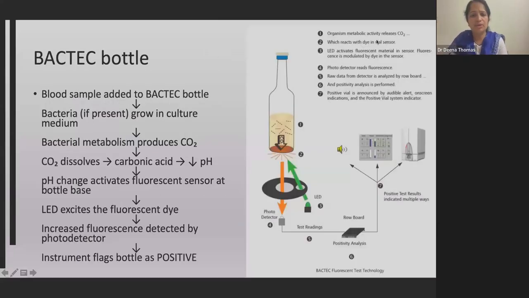So the blood sample principle: as the blood sample is added to the Bactec bottle, bacteria, if present, grow in the culture media. Bacterial metabolism produces CO2. CO2 dissolves, carbonic acid is produced. It decreases the pH. The pH change activates the fluorescent sensor at the base of the bottle. So next time when you see the Bactec bottle, just look at the base. There is a sensor in the base of the bottle. You'll see a white or gray thing there. So the LED excites the fluorescent dye. The increased fluorescence is detected by the photodetector, and the instrument flags the bottle as positive. Okay. I hope it is clear.